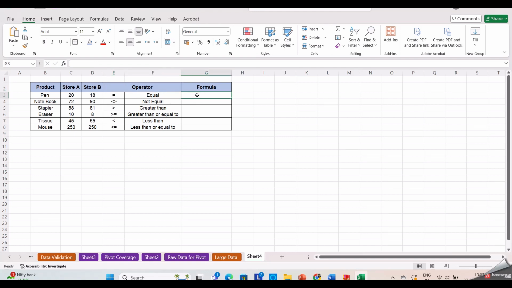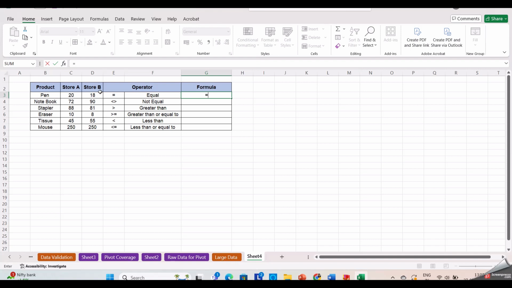When we have data that needs to be compared, we can use these logical operators to compare it. Here you can see I have a table which consists of the price of the products in store A and store B. Now let us compare this using these logical operators. Whenever we want to use any formula in MS Excel, the formula will start with the equal symbol. Now let us start comparing the data using these formulas.